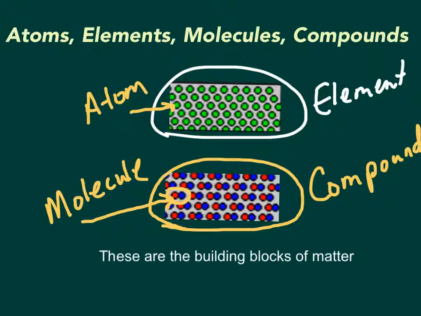So again, we could cut this in half and we still have the same compound, we just have fewer molecules. You can have a whole bunch of molecules to make up a compound, so molecules make up a compound, atoms make up an element. So these atoms, elements, molecules, and compounds, this is what all matter is built on. They all are either made up of atoms or molecules.